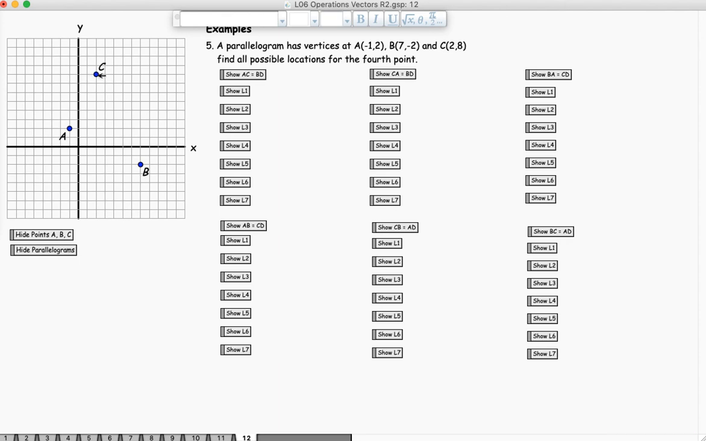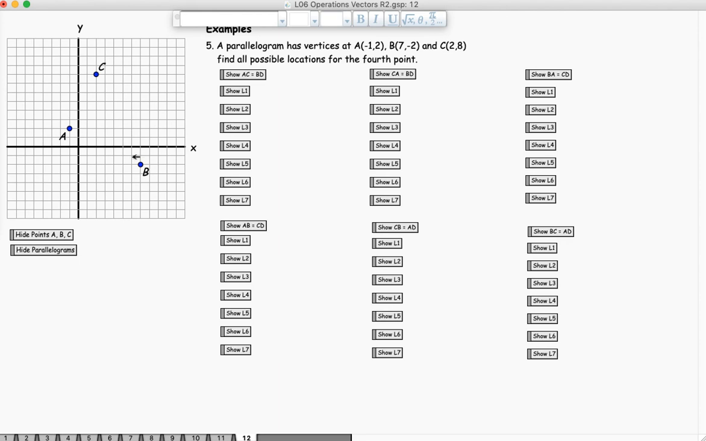I could translate B so it heads in the same direction as CA, and then it would be down here. I could translate C in the same direction as AB, giving me a point over here, or in the same direction as BA, which would give me a point up here somewhere. And then I could also translate point A in the direction of BC, giving me a point up here, or in the direction of CB, giving me a point down there.